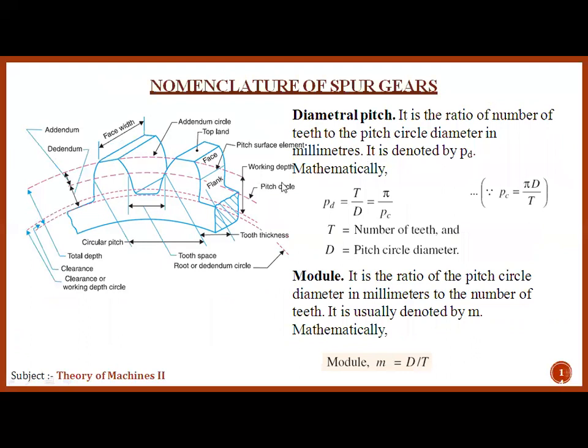Then diametral pitch, basically it is a ratio of T by D. Mathematically it is denoted by T by D. So what is it? The number of teeth to the pitch circle diameter, that is the ratio. Then module, it is the ratio of pitch circle diameter in millimeters to the number of teeth. So m is equal to D by T.